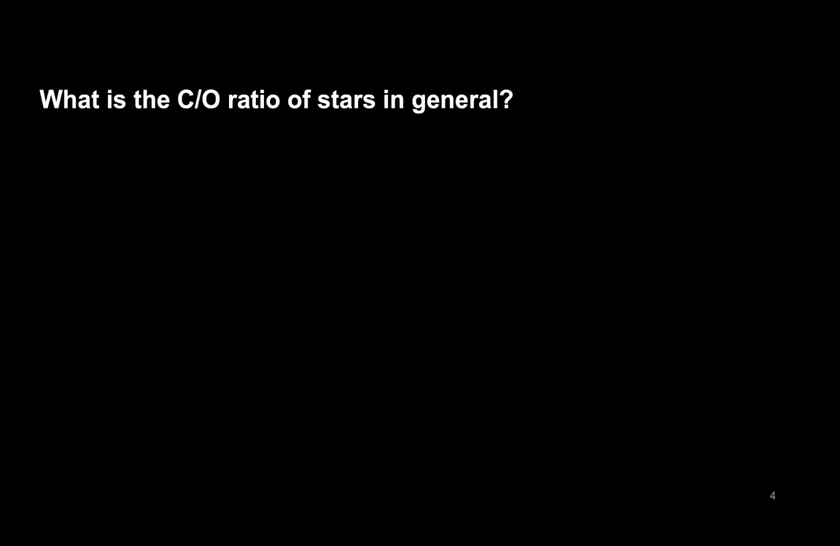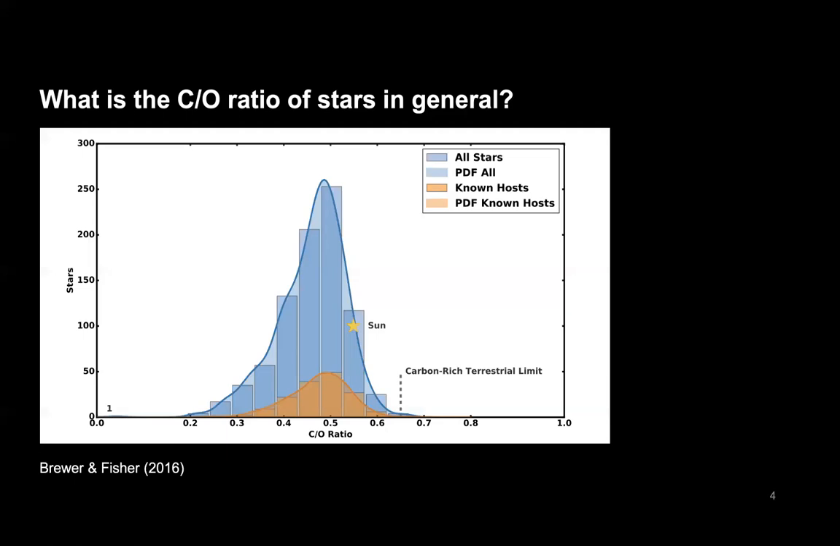Okay, but just to make a small overview, what is the C/O ratio for stars in general? We are talking about C/O ratios to connect this value to the formation mechanisms, but what are we comparing this value with? For instance, Brewer and Fischer showed this really nice plot, a histogram of the C/O ratios for stars in general, and we're looking at the value for the Sun. So for stars, the C/O ratio has this distribution.